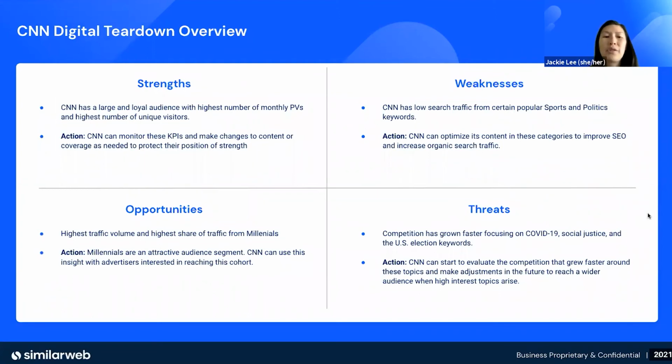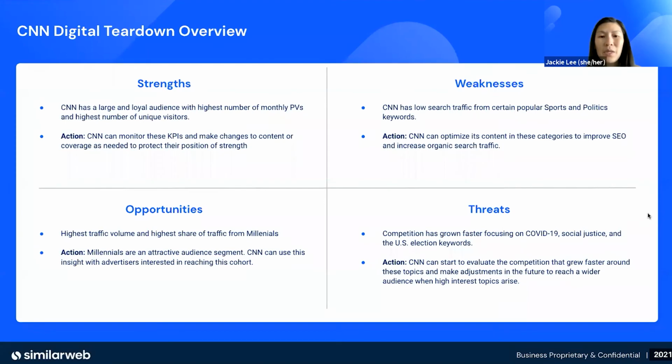For each strength, weakness, opportunity, and threat, we also will go through a potential action that the CNN team could take with this insight. So starting with strengths, we know that CNN has a large and loyal audience with the highest number of monthly page views and the highest number of unique visitors. What CNN can do going forward is to monitor these KPIs and make changes to content or coverage as needed so that they can protect their position of strength as a habit. Effectively, if they can determine what's not broken, let's not go trying to fix that.